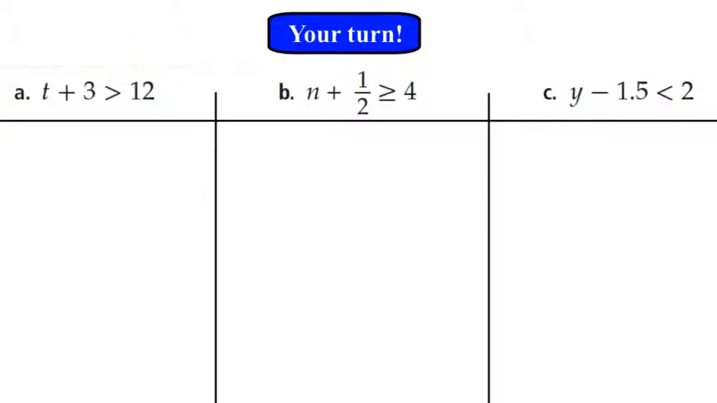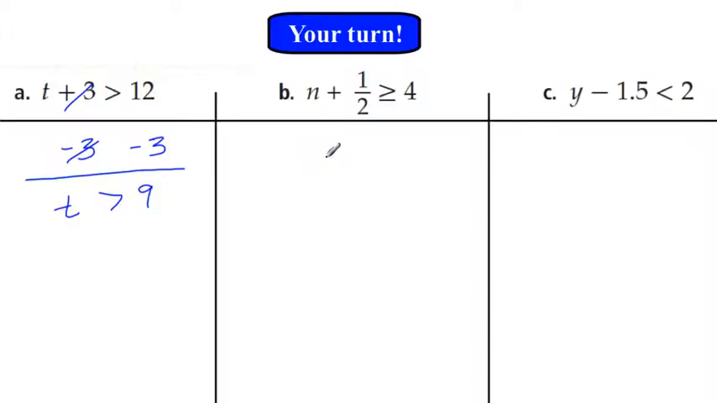Letter A, t plus 3 is greater than 12. So we want to solve that for t. I would subtract 3 from both sides, just like we would with our equations, but we have inequalities. I still have a greater than sign. 12 minus 3 is 9, and my 3's drop out right there, and I get t is greater than 9.